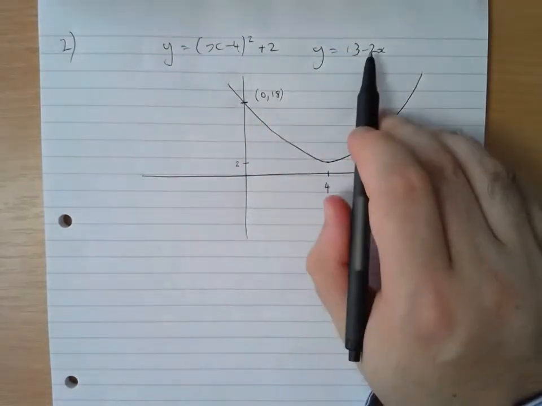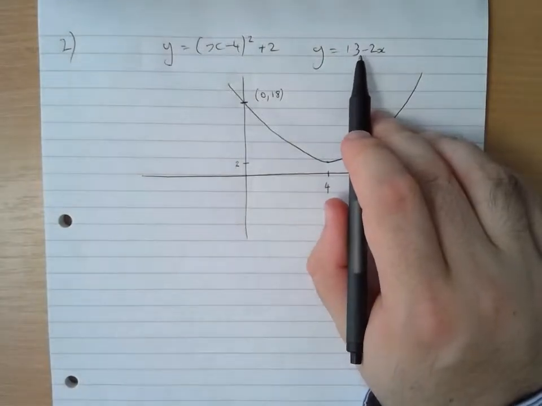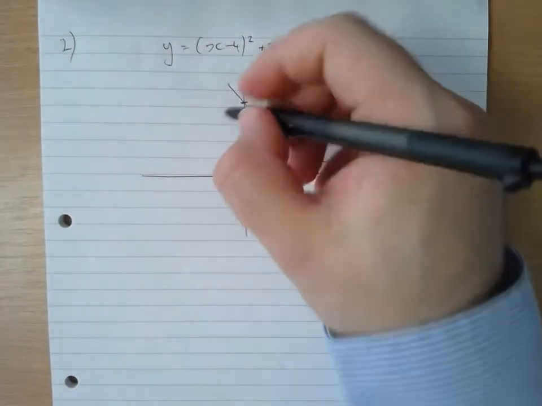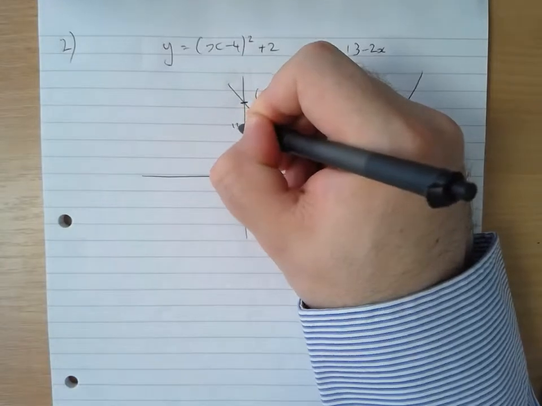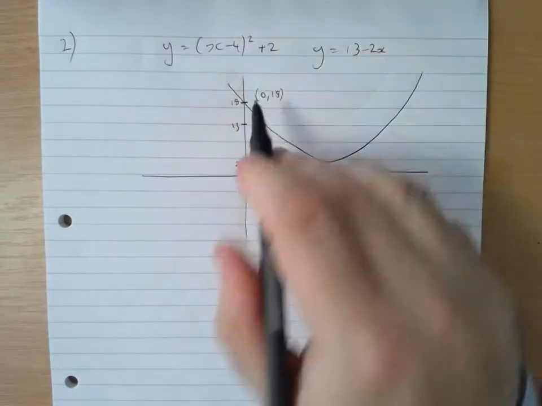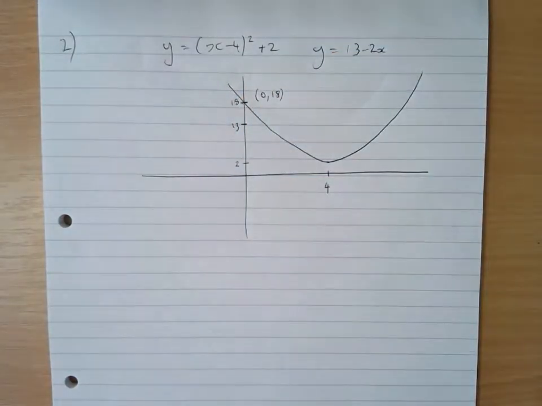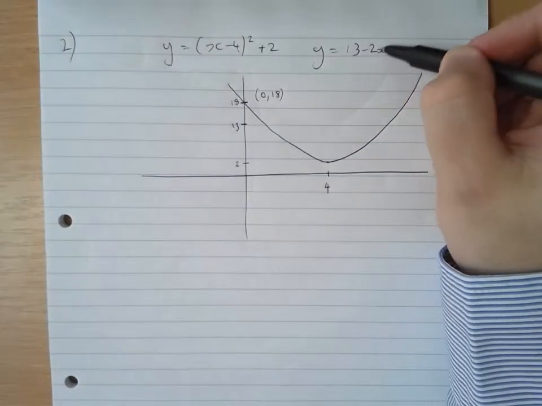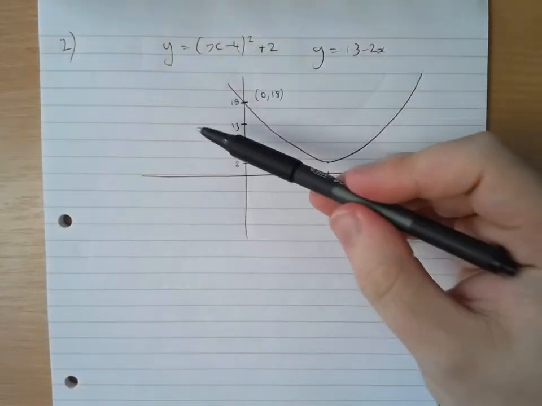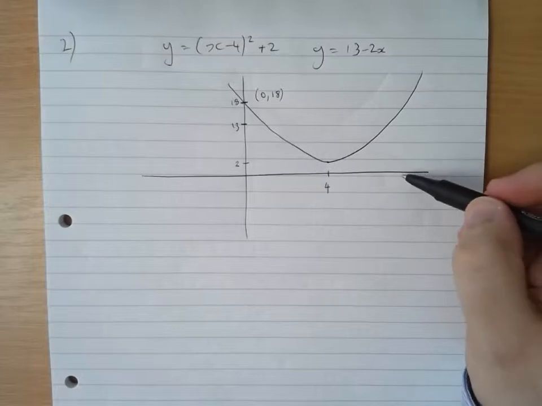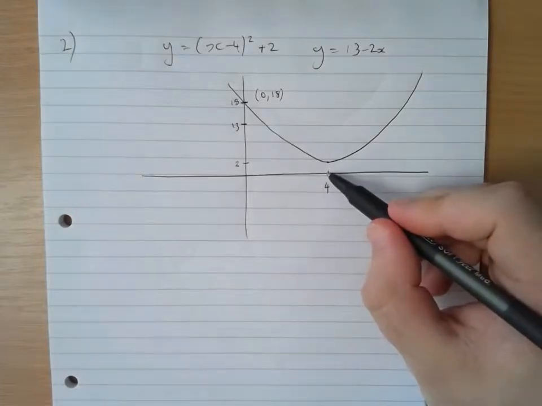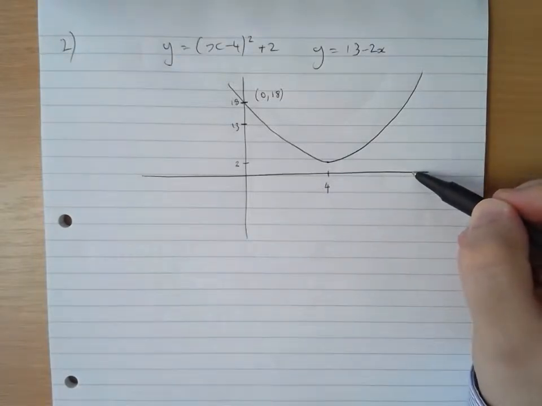We're also asked to sketch this graph here. This has a y-intercept of 13, which is about here. Doesn't have to be perfectly to scale, but just needs to be roughly correct. This has got a gradient of minus 2, which means it's going downwards. We need to work out where it intersects. If it intersects here, it's not going to cross. If it intersects over here, it's going to cross.